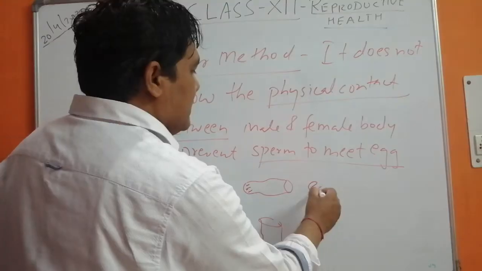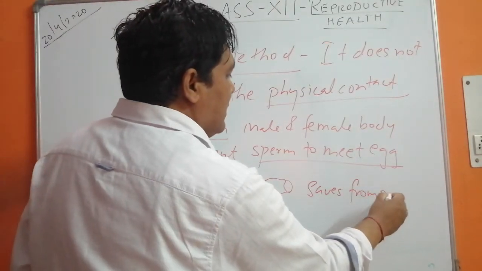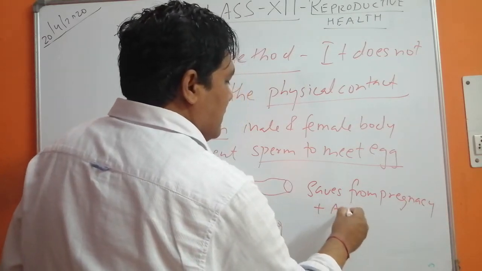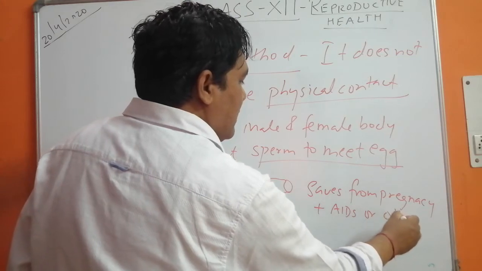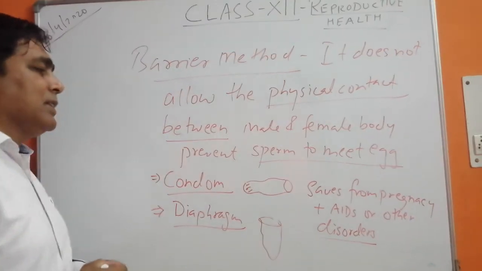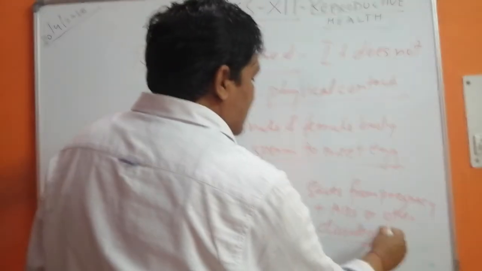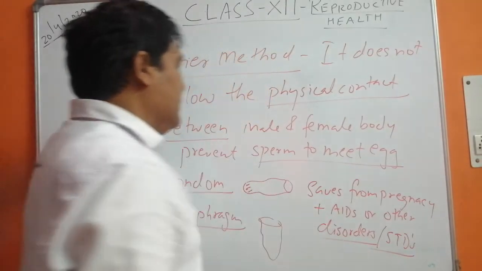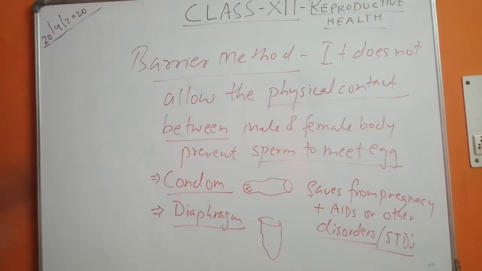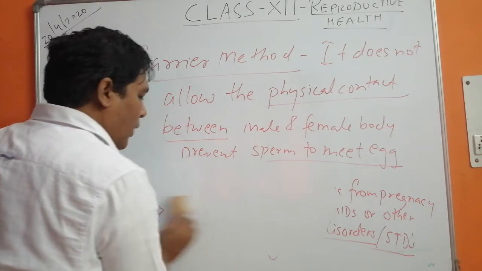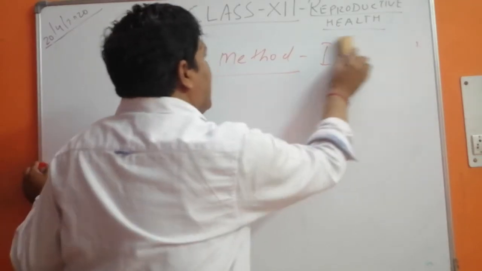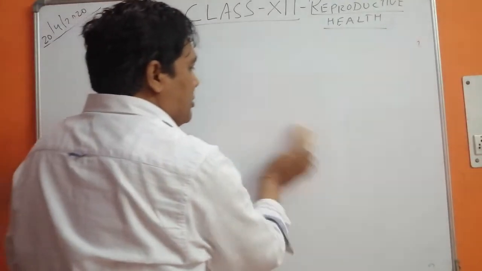The condom saves from pregnancy plus AIDS or other disorders. So this is very important. It can save us from other disorders or STDs. So the doctors prefer this method. But when we want to keep some gap between the babies, then IUCDs are also used.